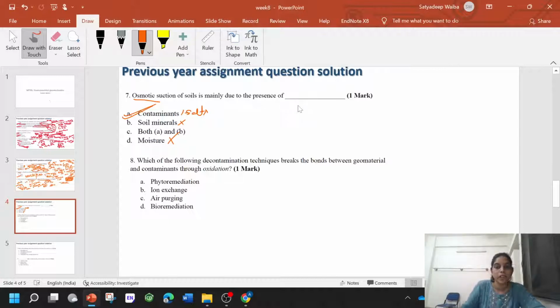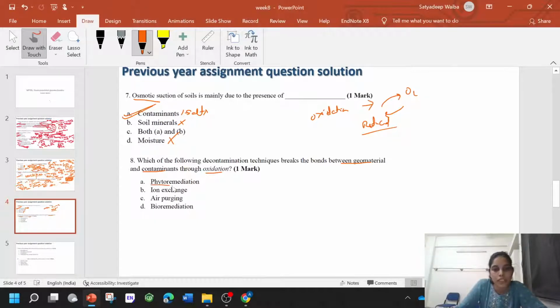Okay, now question 8 is about which of the following techniques breaks the bond between geomaterial and contaminants through oxidation. Now what is oxidation? Oxidation is when you provide O2 to a compound, okay, and yourself get reduced. Now we do this reaction in chemistry, but here let's see what are the points given.